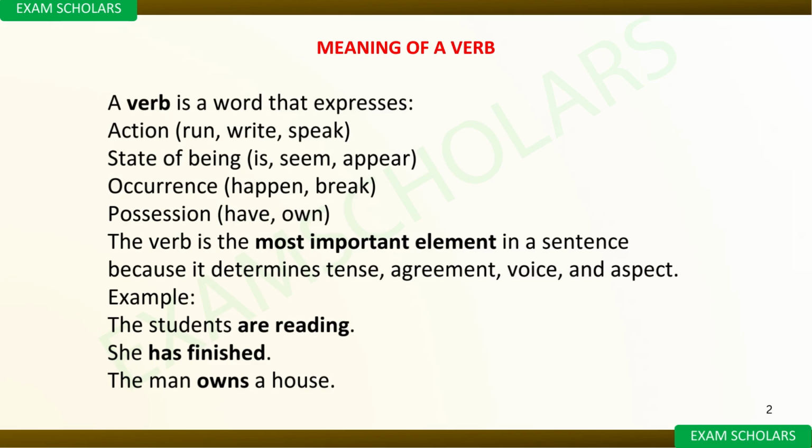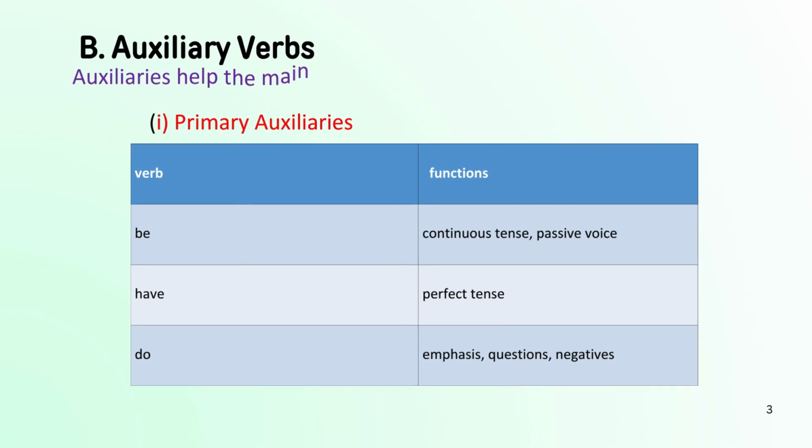So we can see examples here. Students are reading. She has finished. The man owns the house. All right. So here we have the auxiliary verbs. Auxiliary verbs are the helping verbs. They help the main verb to express the tense, to express an aspect, to express the voice or the mood.